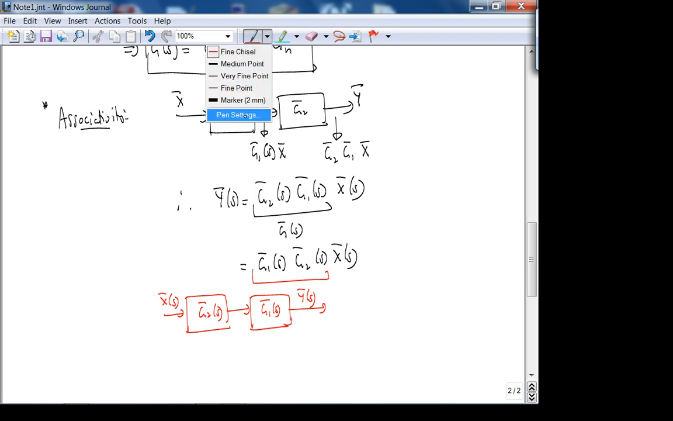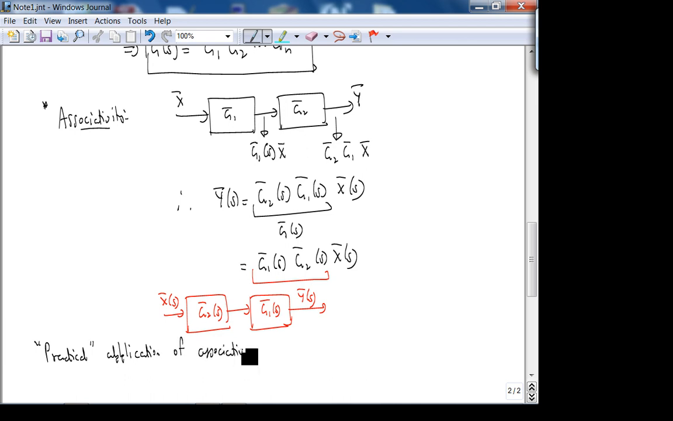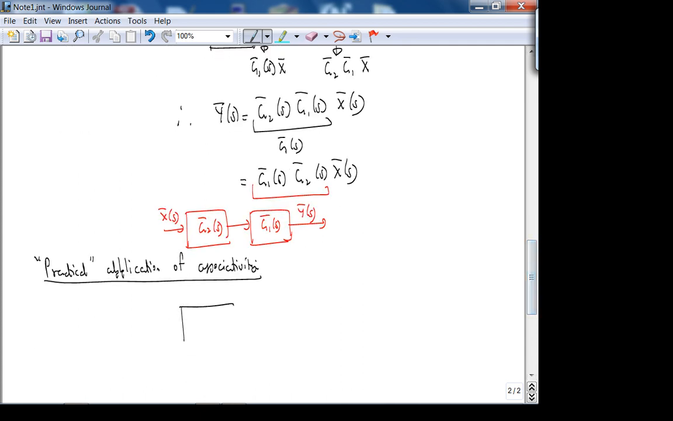But let's look at a practical application of this. So here is a practical application of associativity. Suppose you had two linear, we're talking about transfer functions, so I won't use the term linear systems, linear time invariant systems particularly. Suppose I had a signal, x of t. Let's look at it in the time domain, but always visualize in the s domain when you're talking about transfer functions. And this is very noisy, okay? So I have an amplifier and I have a filter. Mathematically speaking, these are both linear systems. So it doesn't matter which one I put first, mathematically.